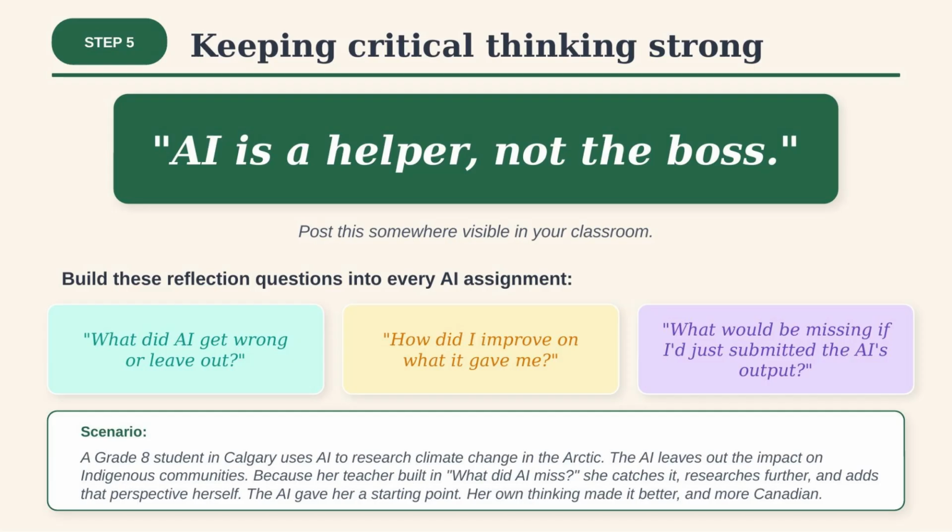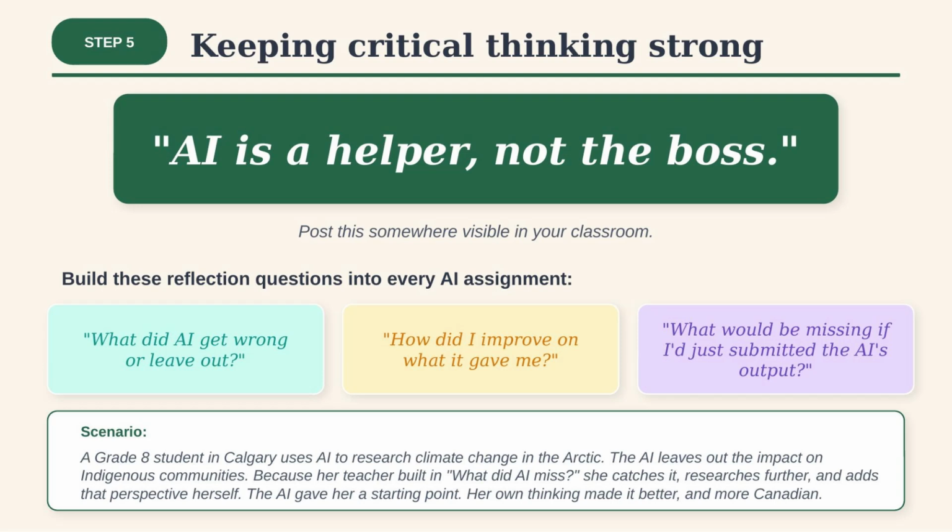The phrase that belongs in every K12 AI policy is this one: AI is a helper, not the boss. Post it somewhere visible in your classroom. Students at every level can understand it, and it reframes the relationship between the student and the tool in a way that keeps the student in charge.